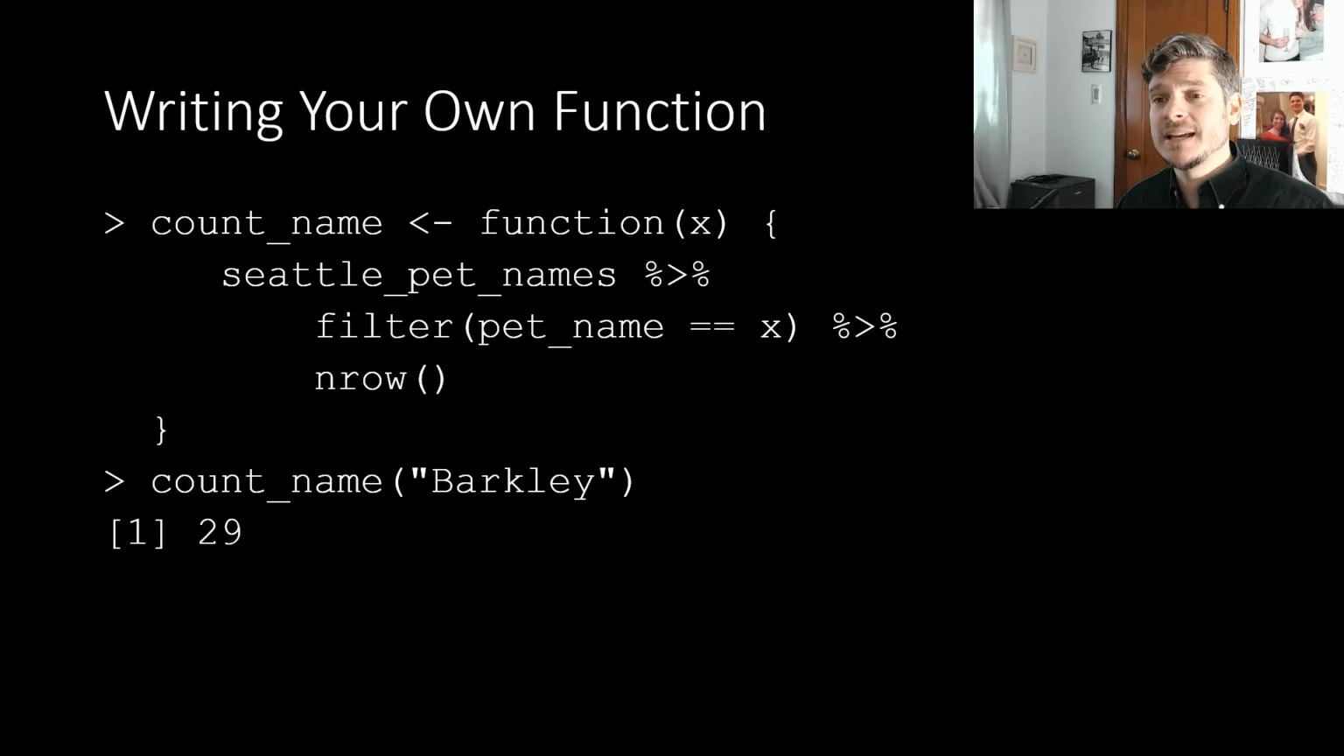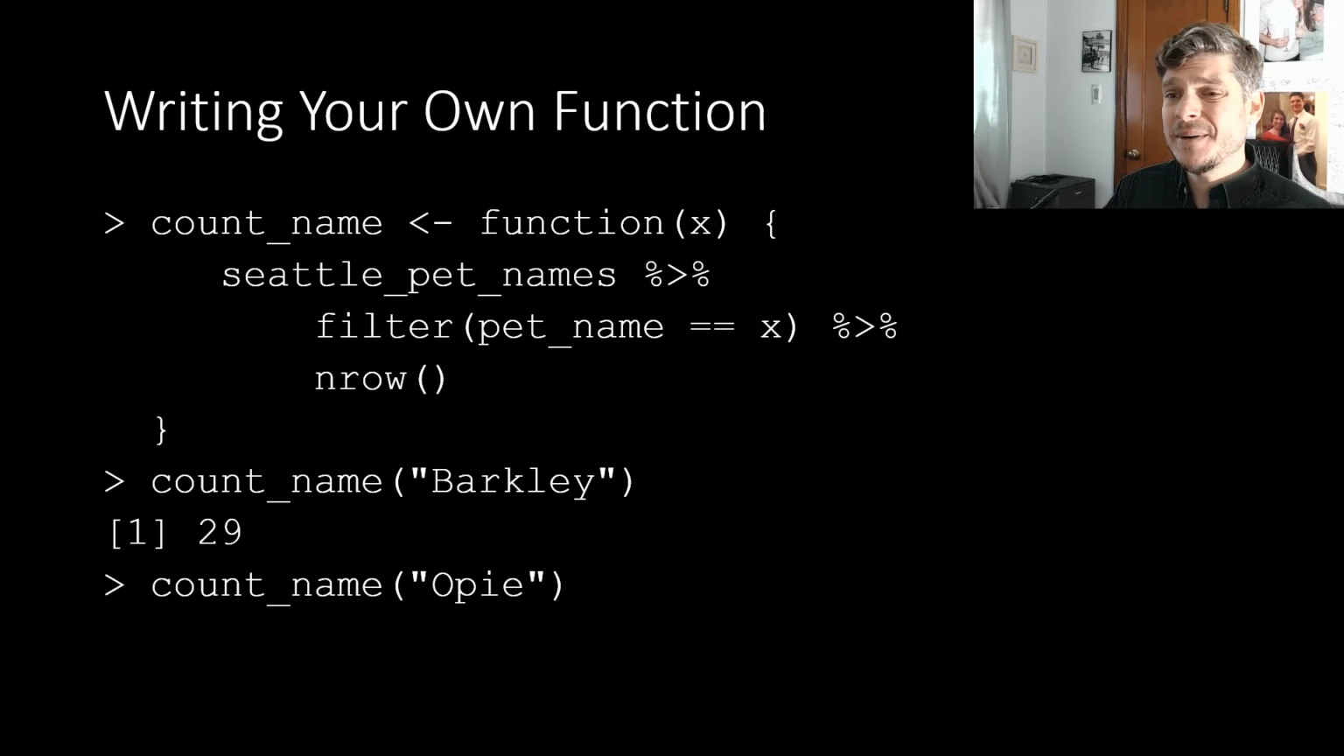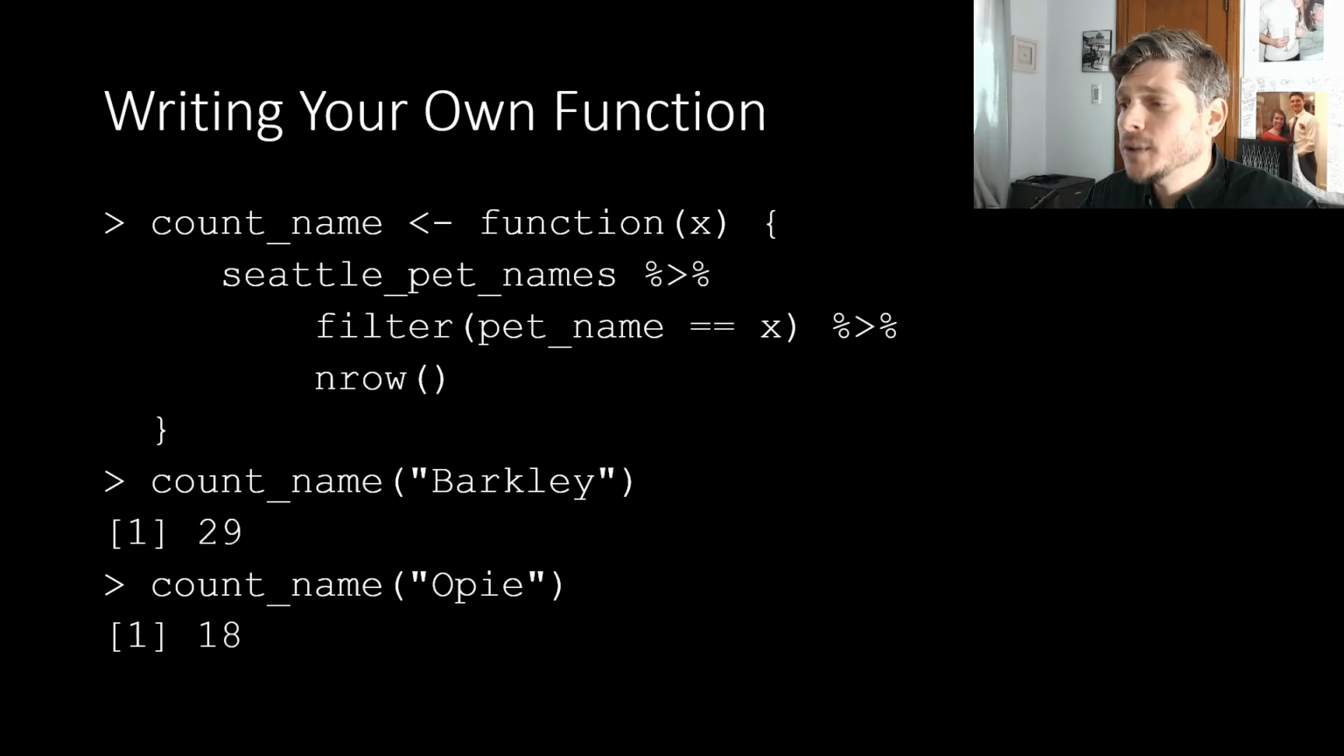But the nice part is, maybe I do a bunch of analysis and now I want to see how many times the name Opie shows up. How many people named their pets Opie? Instead of writing all the code again, I have my nice function that does the same thing over again. So count name, and this time I supply Opie. 18 people named their pet Opie, and it was much easier to do. And I can check however many other names. Maybe I want to check Rex and Rover and Spot, I don't know. But instead of having to rewrite my code every time, I now have a nice function that works for this particular project.